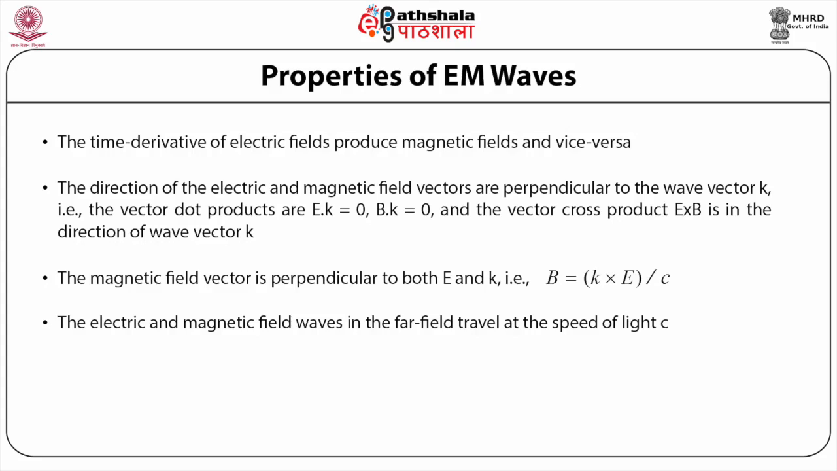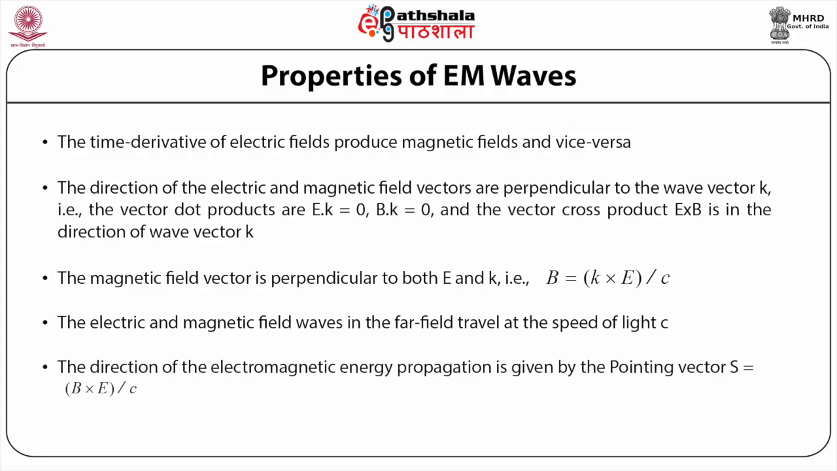Another property of electromagnetic waves is that the direction of electromagnetic energy propagation is given by a vector called Poynting vector, and that is given by B times E divided by c. Another important property of electromagnetic waves is the intensity, and that quantifies the amount of light or amount of electromagnetic waves propagating through space or any medium, and which is given by I equals electric field amplitude square, and it is measured in terms of watts per meter square.